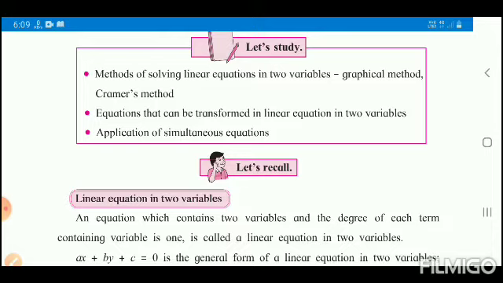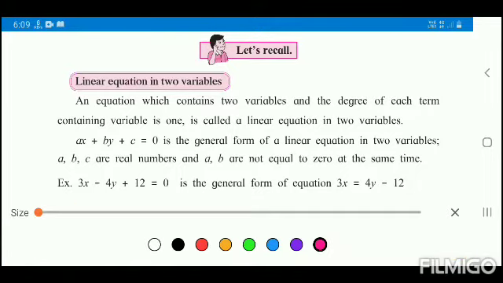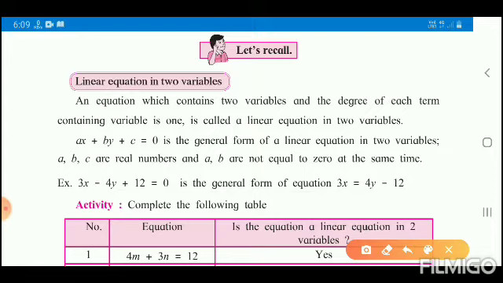Before that, let us recall the information about linear equation in two variables. Linear equation in two variables. What is meant by this? An equation which contains two variables and the degree of each term containing variable is 1 is called a linear equation in two variables. Again one time I will read it.